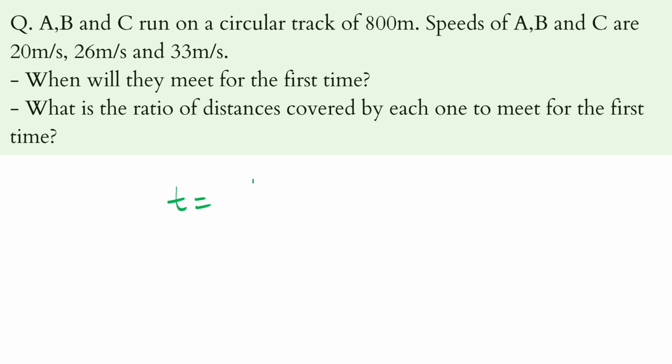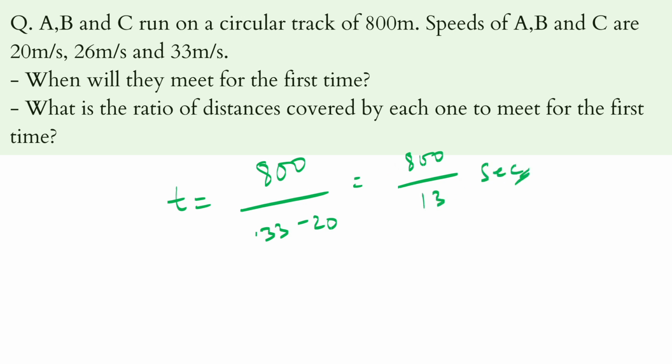How can we calculate that? What is the distance here? 800 by, what is the speed? Relative speed, 33 minus 20, right? So this will be 800 by 13 seconds. This is the time taken by C to meet A.